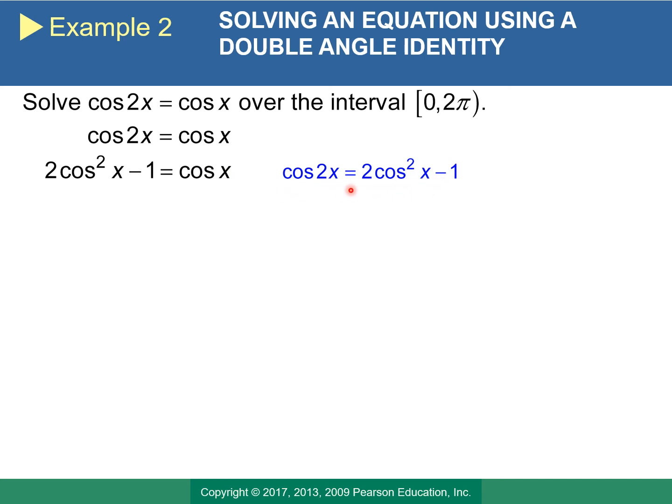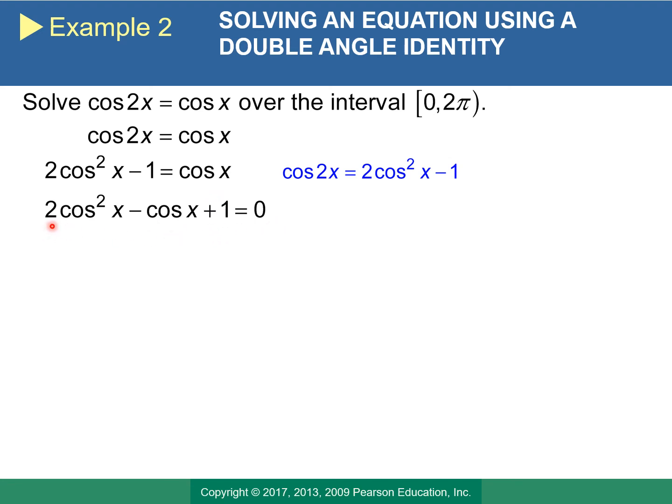Cosine 2x we know is equal to 2 cosine squared x minus 1. So we replace the left side. And this is so that we can write everything in terms of just cosine x, no longer cosine 2x. Okay, now we have this quadratic equation. So we're going to bring over the cosine x by subtracting. And then you can factor this if possible.